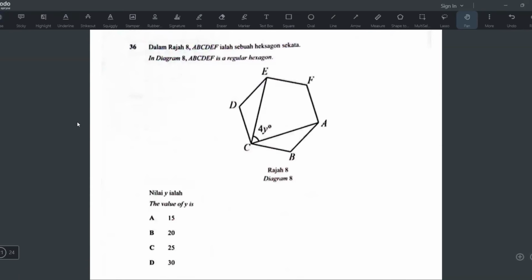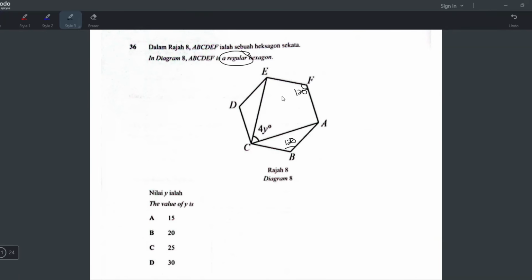Okay, let's move on to 36. In diagram 8, ABCDEF is a regular hexagon. The moment I see regular hexagon, I will go to all the angles here and write 120, 120, 120. I never write here because there's a line, there's one line that messes it up. Same with here also, there are two lines that mess it up. Okay, let me explain how I get the 120.